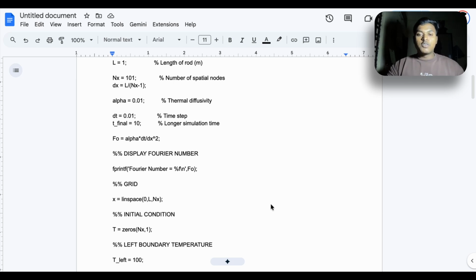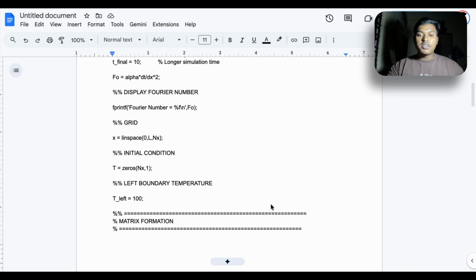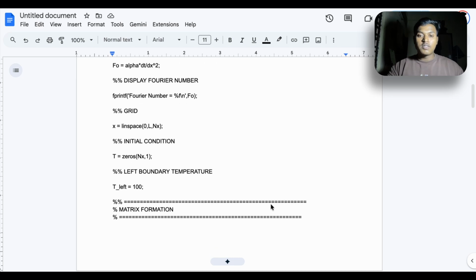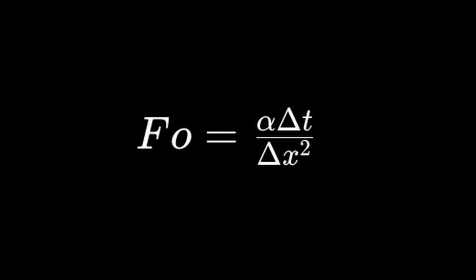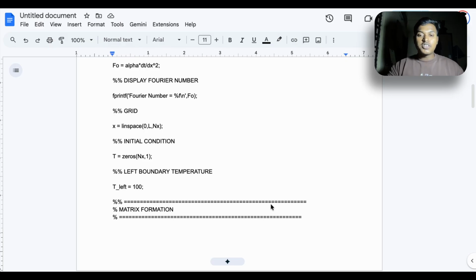Fourier number. The Fourier number is an important parameter in transient heat conduction analysis. It is defined as shown here. In this simulation, the Fourier number is calculated automatically in MATLAB. One major advantage of the BTCS method is that it is unconditionally stable. Unlike the explicit FTCS method, there is no restriction on the Fourier number for numerical stability.